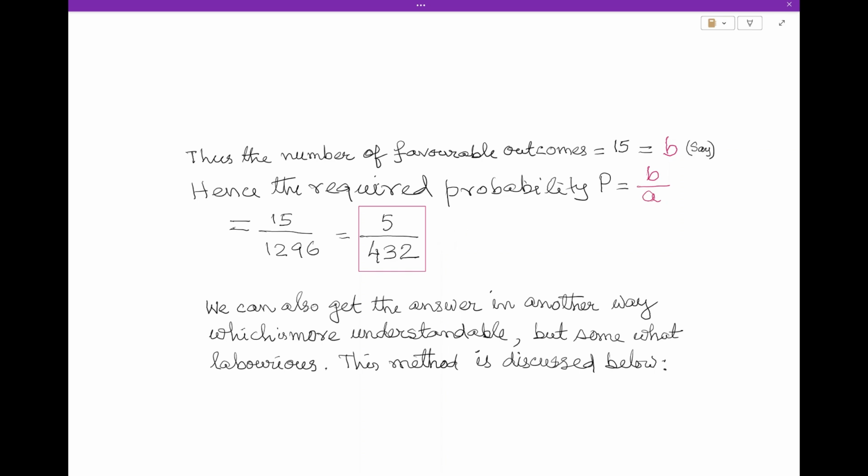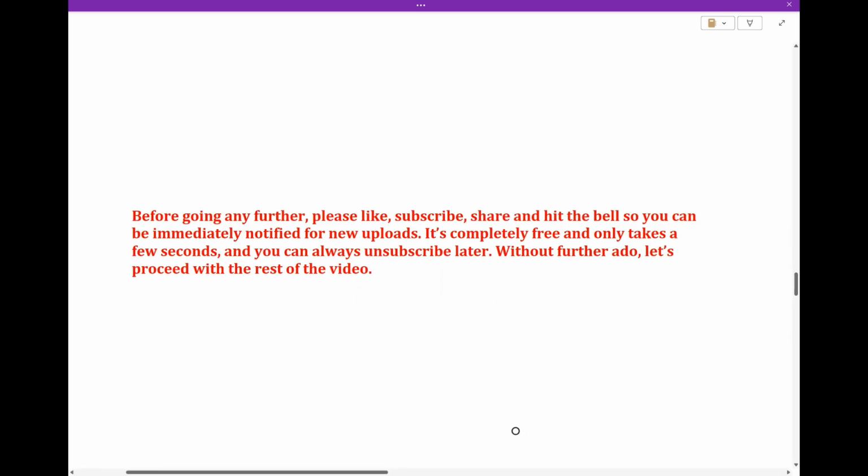We can also get the answer in another way, which is more understandable but somewhat more laborious. This method is discussed below.